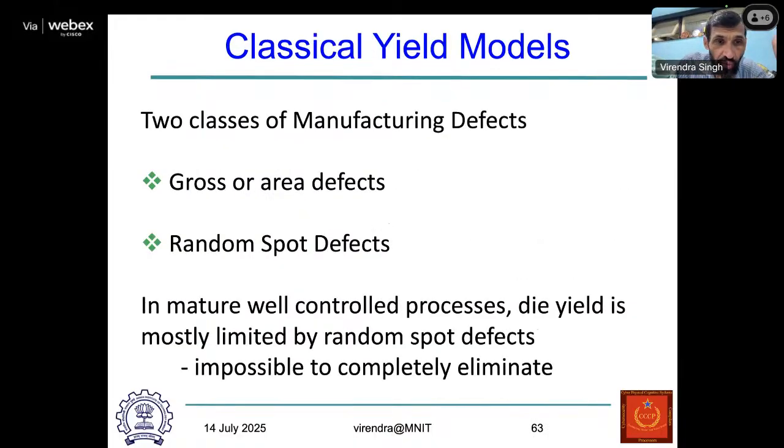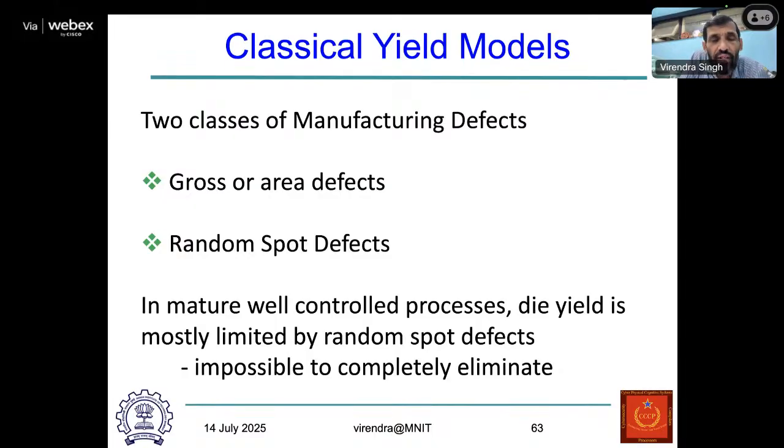Now for testing, what are we testing for? We are testing for the manufacturing defects. Manufacturing defects are of two types. One we call gross defects, another one is random defects.